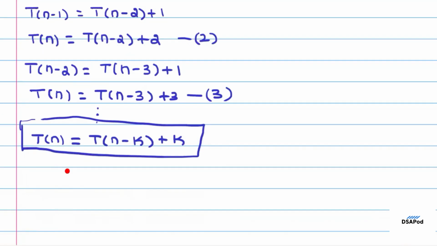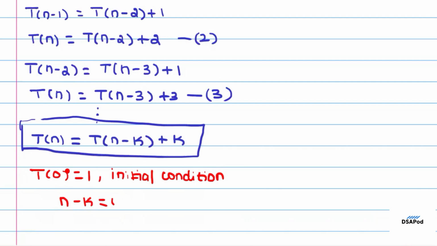So we assume the initial condition or the base condition as t of 0 equal to 1. So this is the initial condition. So now I map t of n minus k equal to 0. That is n minus k equal to 0. So from this, I'll try to find what is k. k is equal to n.